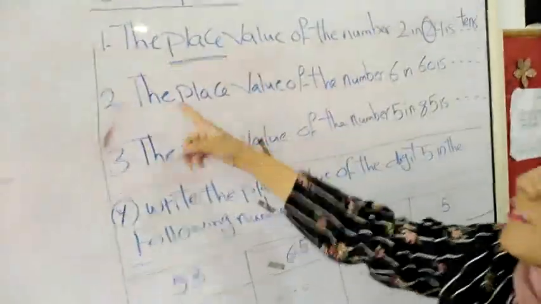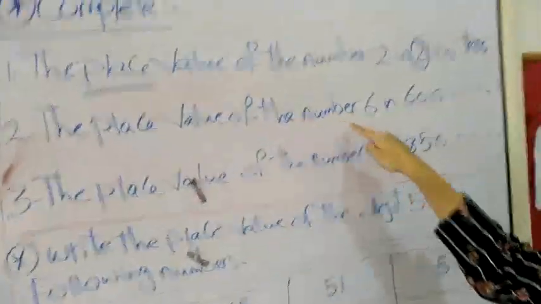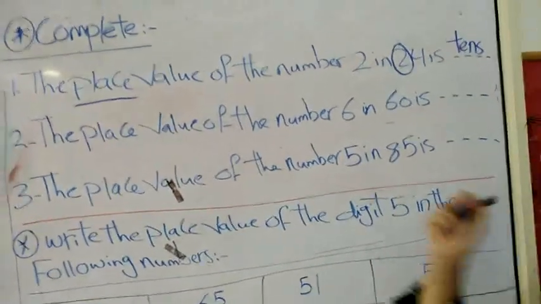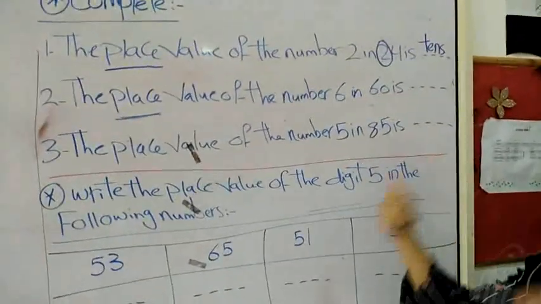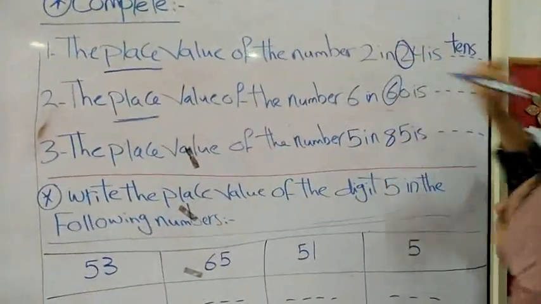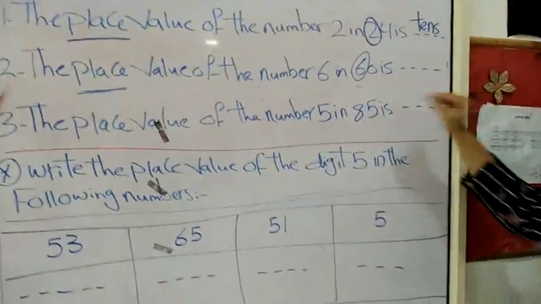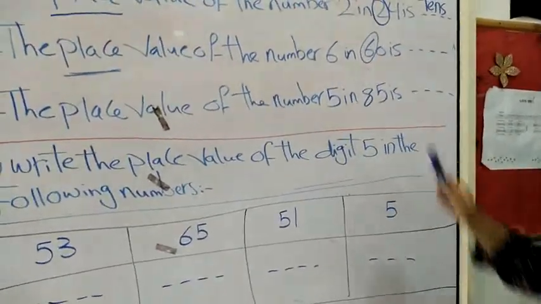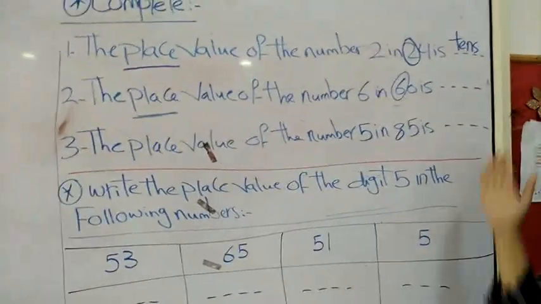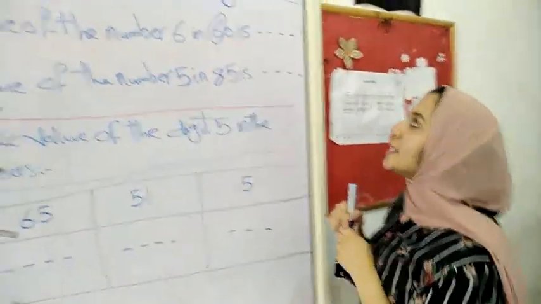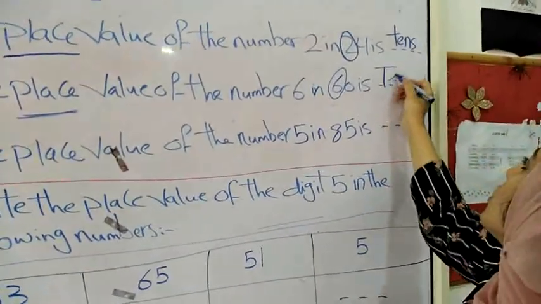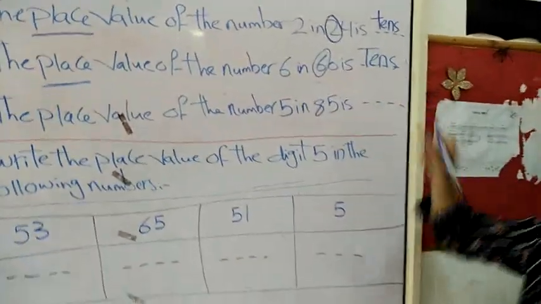The second one, here we have the place value of the number 6 in 60. I said the place, to make sure, I will make an underline. Place, underline, so I will write ones or tens. I have number 6, so I will make a circle around 6 to make sure it's the number we have. And ask myself, 6 stays in which place? The first place or the second place? Here it is in the second place, so it's tens place. So I will write tens.